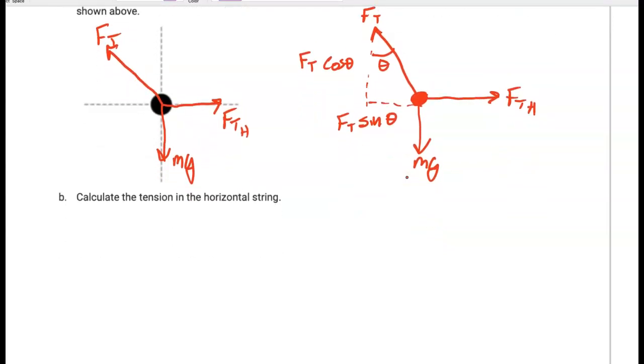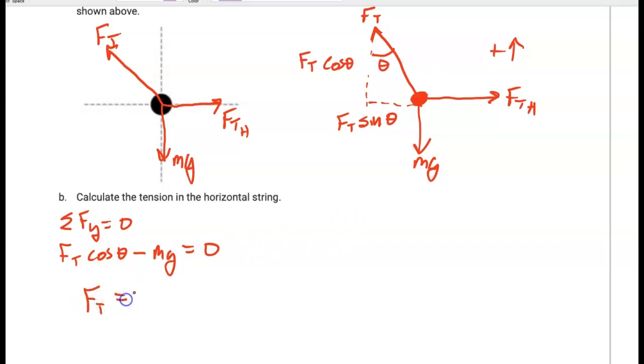So first thing we're going to do is let's find the forces in the y direction. So that's equal to 0. And if I look in the y direction and we make up positive, we're going to say that this is ft cosine of the angle is minus, so here's mg going down, and that's equal to 0. And now I have ft is equal to mg over cosine of the angle.